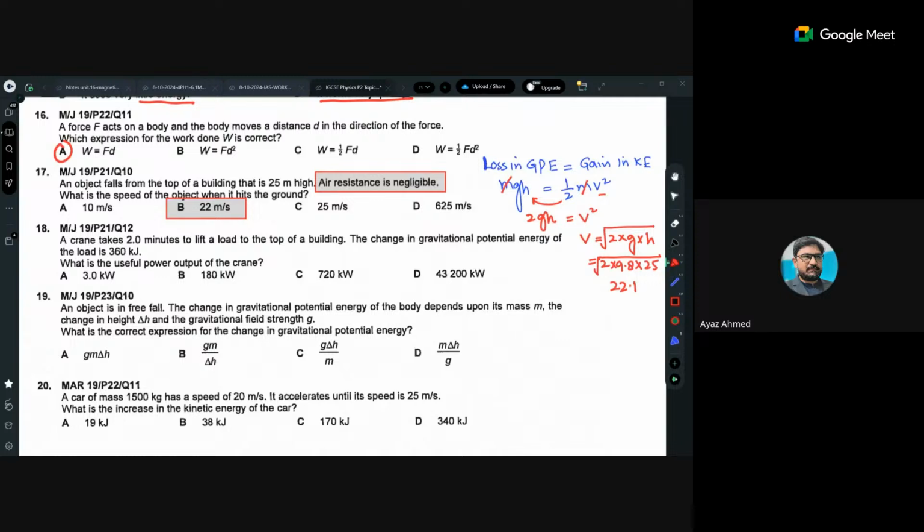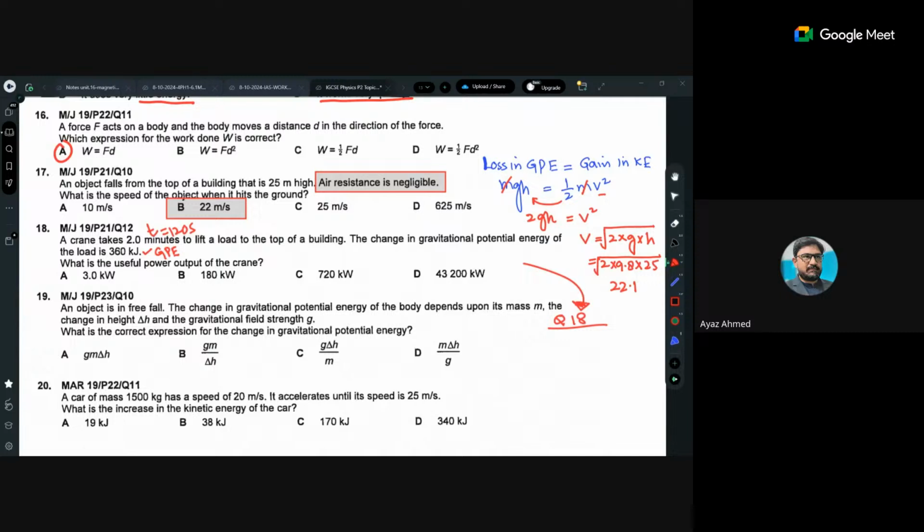Then a crane takes 2 minutes to lift a load to the top of a building. The change in the gravitational potential energy of the load is 360 kilojoule. What is the useful output of the crane? So how will we solve that question? This is your question number 18. It takes 2 minutes. Time is given to you, so you can convert it into seconds. So it is 120 seconds. Then the gravitational potential energy of the load is 360.